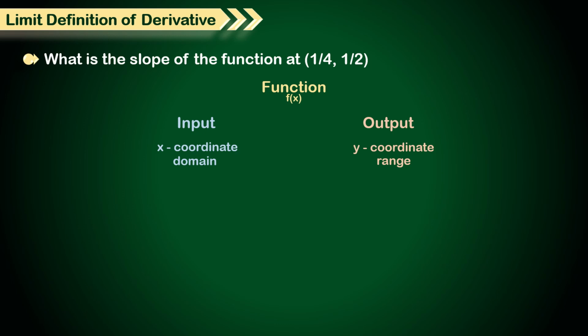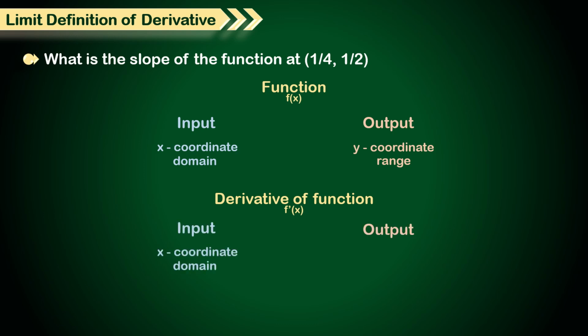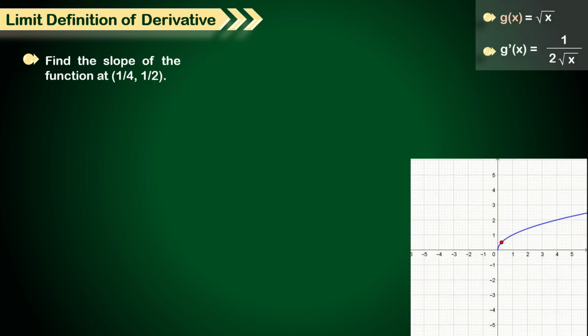The derivative of a function is also a function that has input and output. The input is the x-coordinate, or our domain, and the output is the slope of the function. Thus, the original function gives you the y-coordinate while the derivative gives you the slope of the function. To solve the derivative of the function at a given point, substitute the x-coordinate into the derivative.